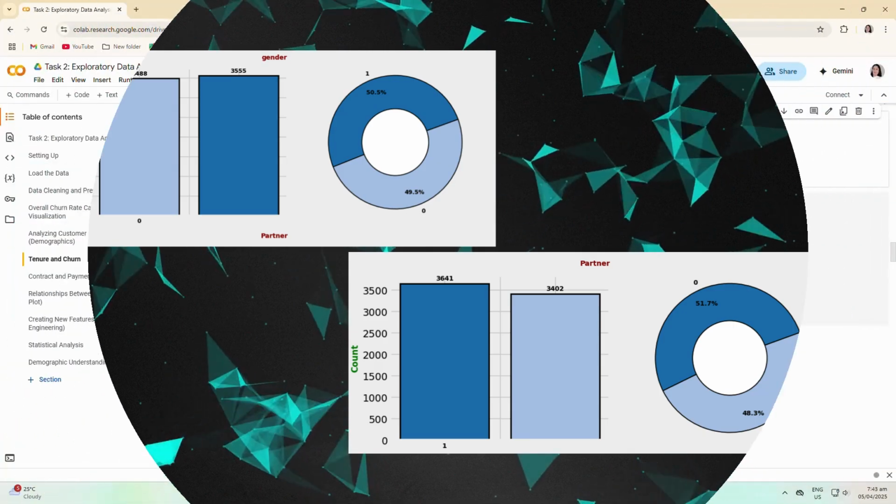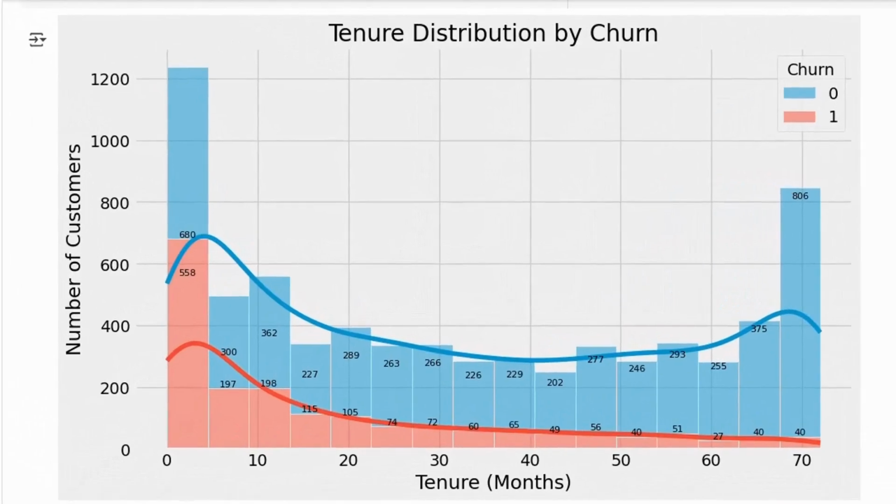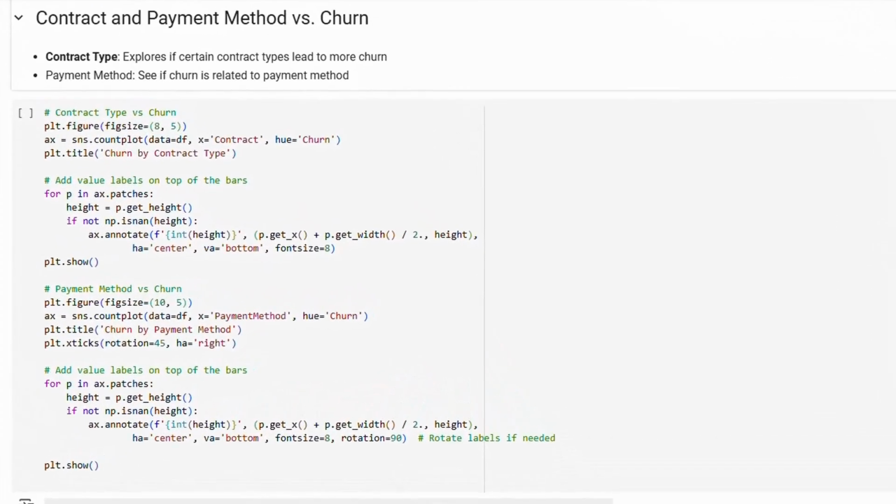Now, let's talk about tenure, the number of months a customer has stayed. Our histogram tells a clear story. Customers with shorter tenures churn at much higher rates. Many leave within their first few months. On the other hand, long-term customers tend to stay, suggesting that retention strategies should focus on keeping new customers engaged early on.